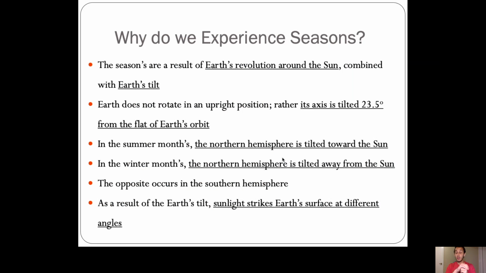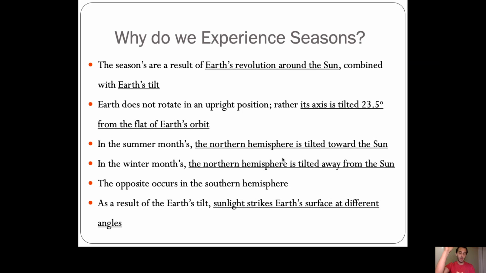Now, why do we experience seasons? The seasons, the heat of the summer and the cold of the winter, are not caused by the distance between Earth and the sun. So if you're looking at that previous slide and going, no, it's cold in the winter, how could it be closer to the sun? The sun is the big ball of hot fire. Why would it be colder at that point in time? Because the temperature that we feel in each season is not dictated by the distance between our planet and the sun. It's dictated by Earth's tilt.